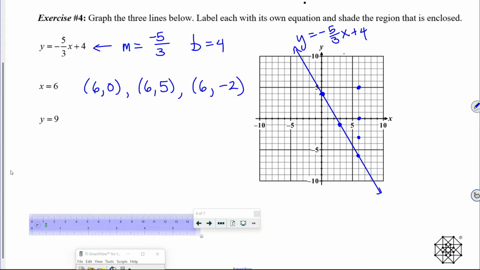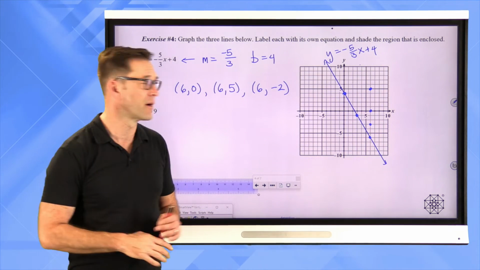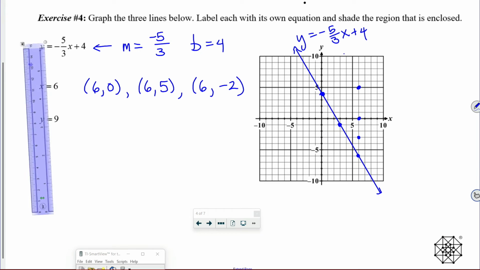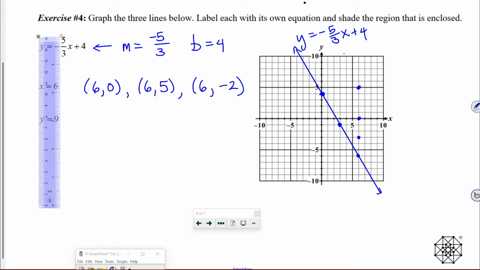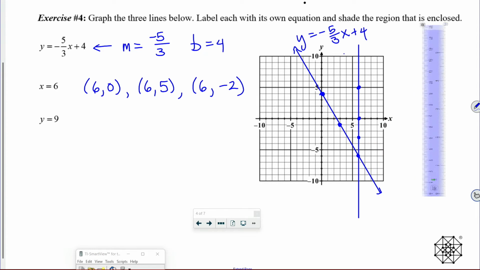And as soon as you've plotted those 3 points, it should be pretty clear that we're talking about a vertical line there. So we can, in fact, just turn our ruler vertically, hopefully. There we go. Bring it over here. And let's graph this vertical line. Excellent. And that's our line x equals 6.